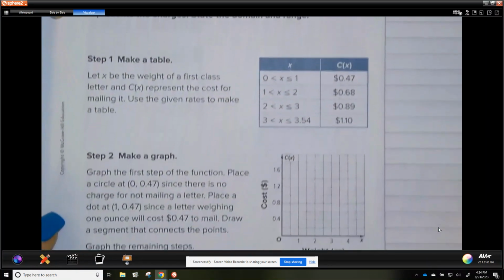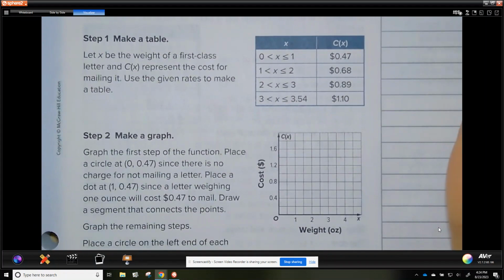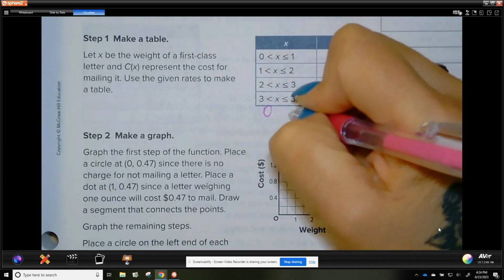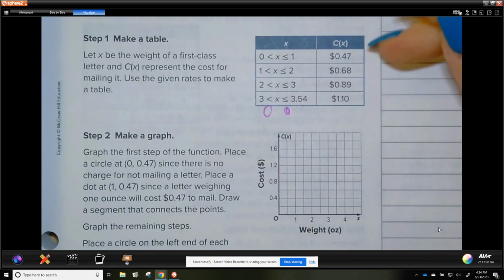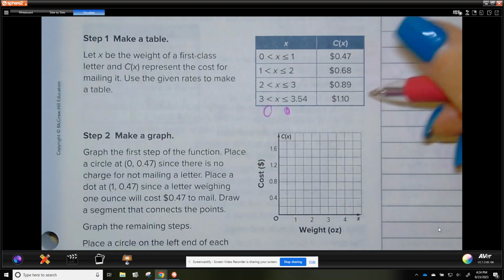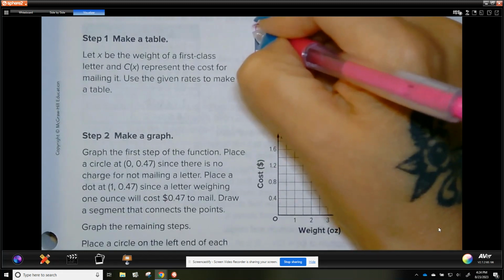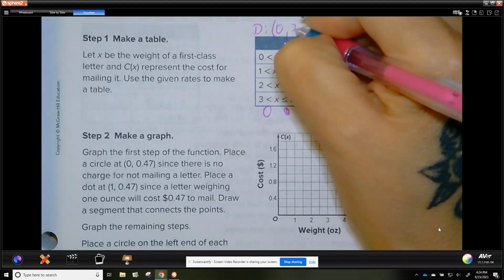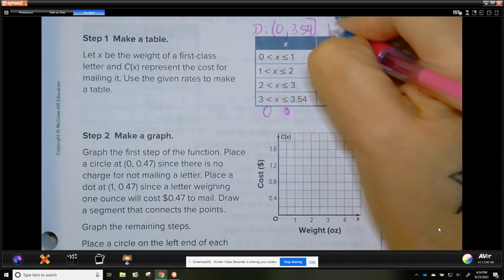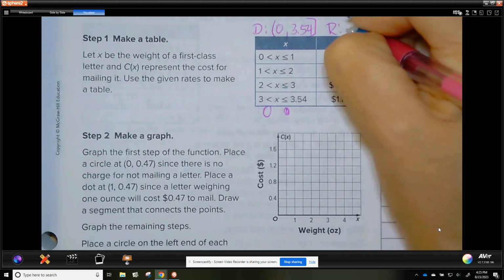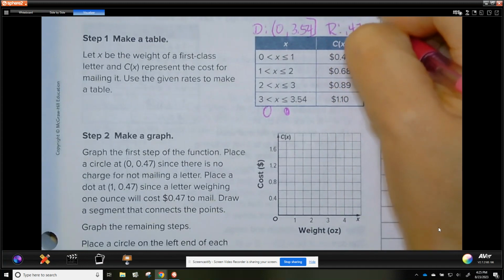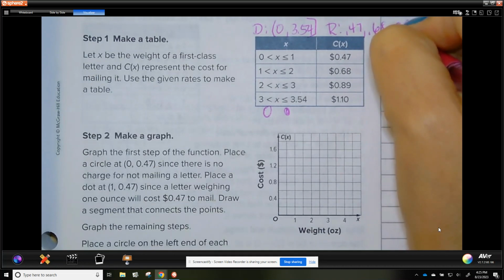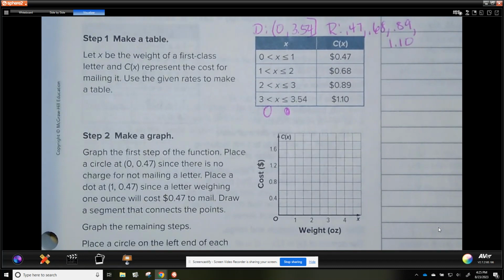So let's look at this before we do the graph. We're going to have an open dot on the left side because these are not equal to. We're going to have closed dots on the right side. It's going to be a step function because y is these 4 values only. So our domain is from 0, because it's an open dot, to 3.54. But our range is 47 cents, 68 cents, 89 cents, and $1.10. Those 4 values are our range.